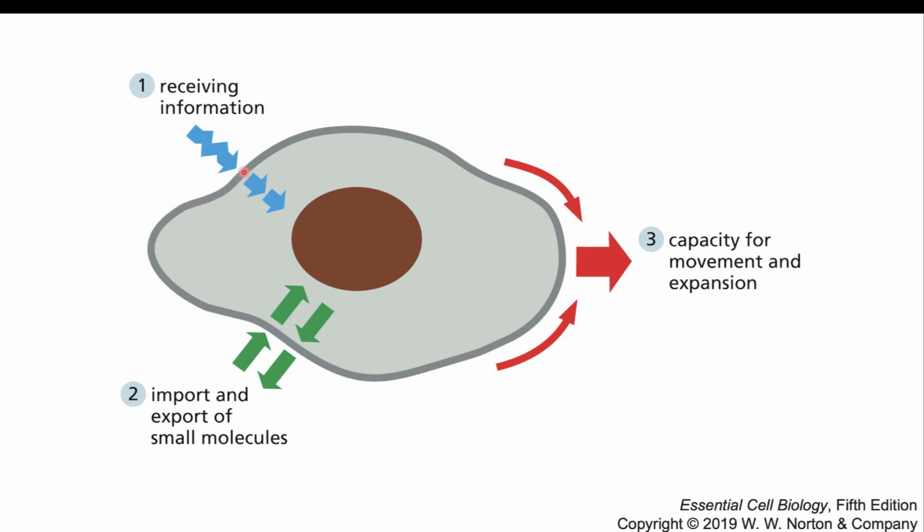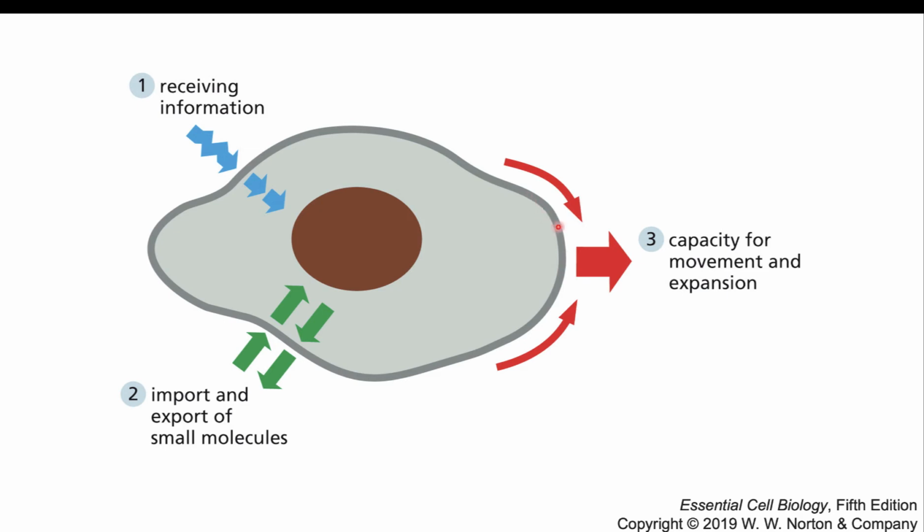If we're thinking about what happens at the site of the cell membrane, one of the things that happens at the cell membrane is receiving information. The information that's received at the membrane is transmitted into the cell, and that then can cause changes in behavior. This will be the focus of Chapter 16. The cell membrane is also the site of import and export of small molecules. We will look at that in more detail in Chapter 12.